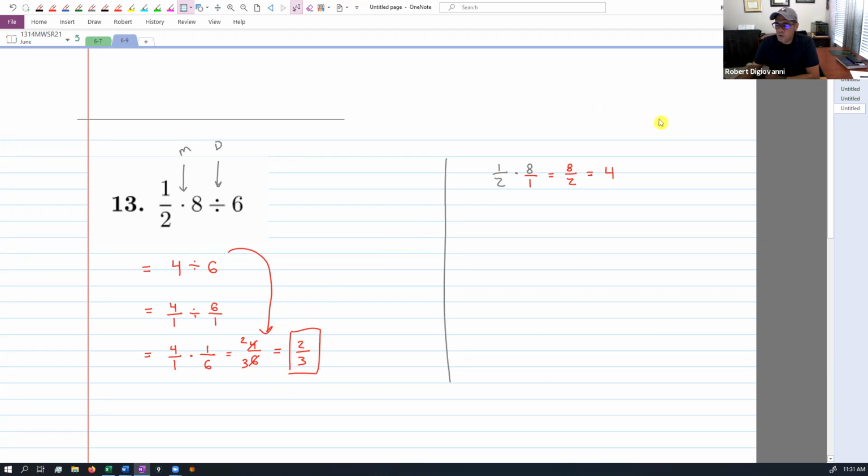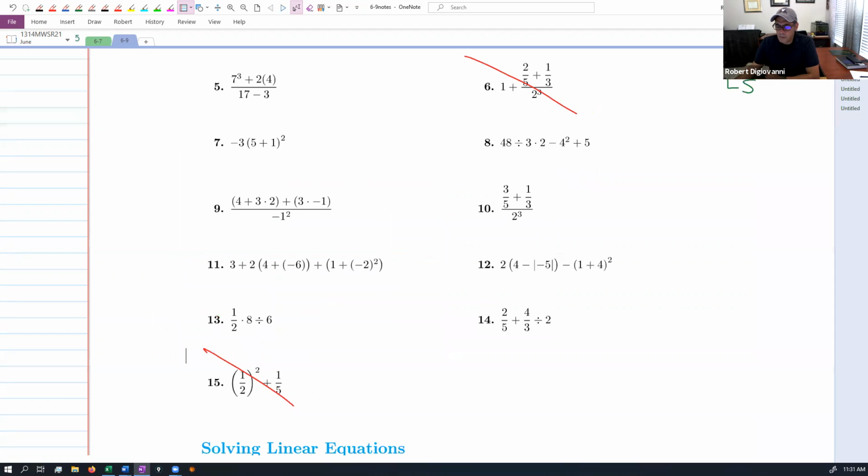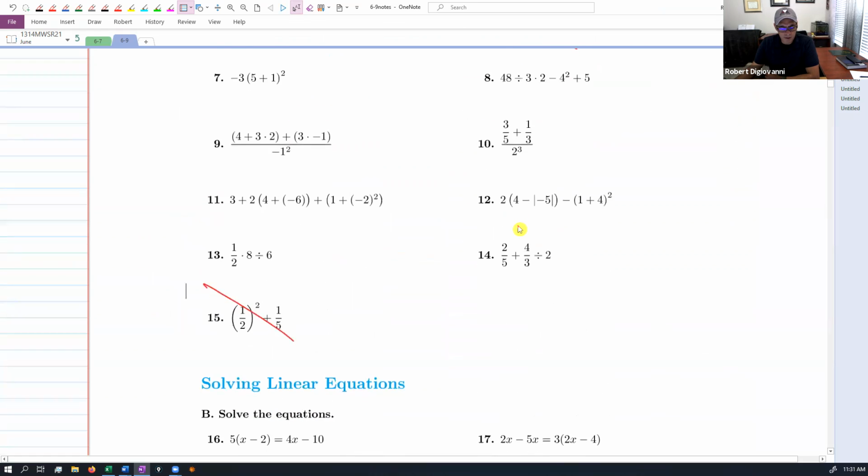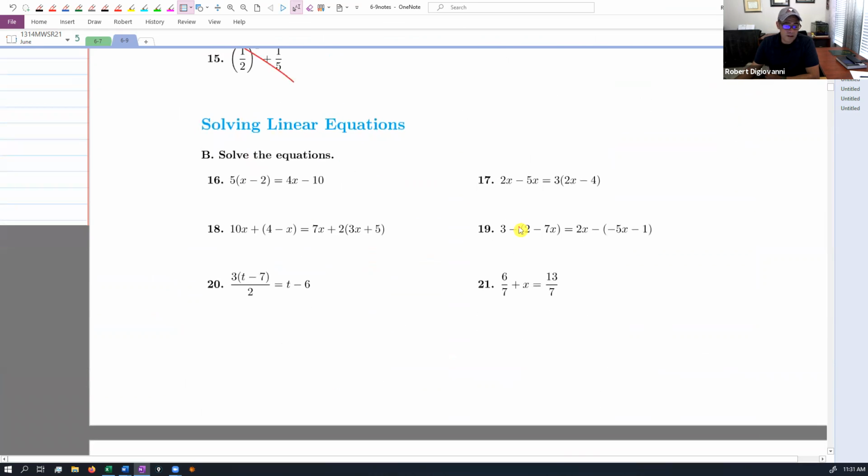Okay, we're going to move on, since there weren't any other requests, to the next topic, which is solving linear equations. So before I begin this, I want to make sure everybody is clear with the difference between an equation and an expression. Okay, so equations versus expressions.